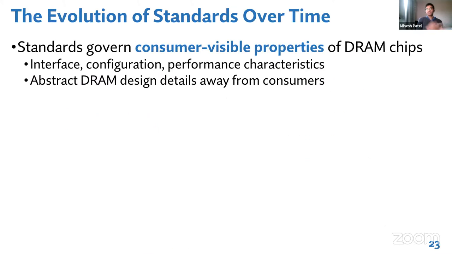To discuss how these standards have evolved over time, these standards have essentially governed all consumer-visible properties of DRAM chips, at least in the ideal case. This encompasses things like the interface that the DRAM chip presents to consumers, how consumers might configure the DRAM chips designed by the producers, and any performance characteristics that the consumer can expect from the DRAM chips. The goal of these standards is essentially to abstract any design details of the DRAM microarchitecture away from consumers so they don't have to deal with those problems. They can essentially take a DRAM chip that's on the market and integrate it into their systems.